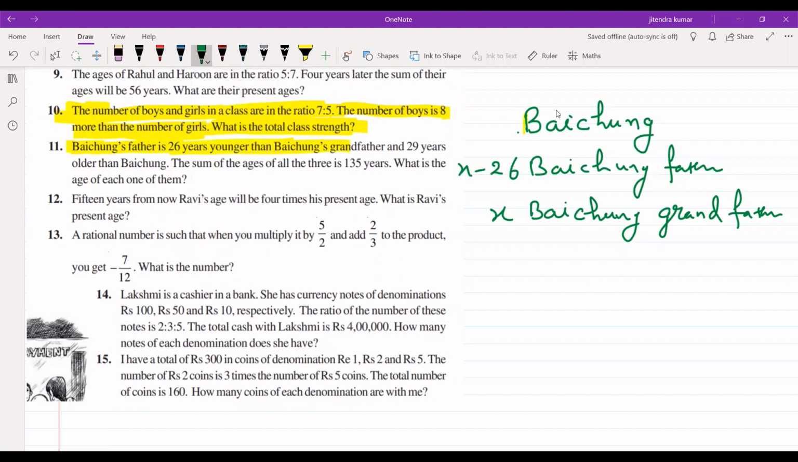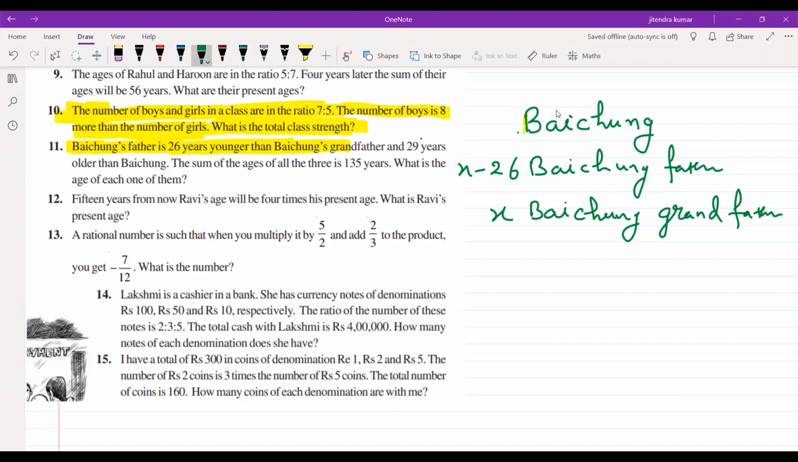Now let's come to the next part that says "and". Sir, it's talking about Baichung's father. Okay, so can I say something? Let me explain first, Kamya. Then you can speak.